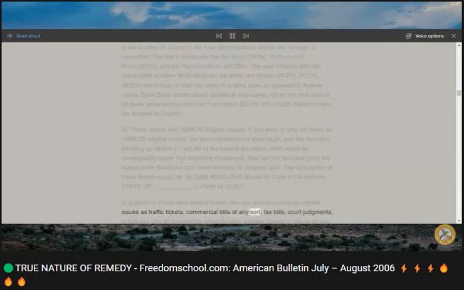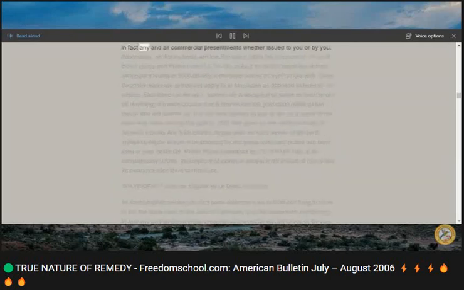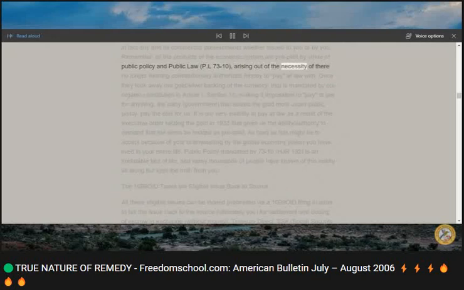In addition to these case-related bonds, one can also include such eligible issues as traffic tickets, commercial bills of any sort, tax bills, court judgments, in fact any and all commercial presentments, whether issued to you or by you. Remember, all the products of the economic system are prepaid by virtue of public policy and public law, P.L. 73-10, arising out of the necessity of their no longer existing constitutionally authorized money to pay at law with. Once they took away our gold/silver backing of the currency, that is mandated by our organic constitution in Article 1, Section 10, making it impossible to pay at law for anything, the party, government, that seized the gold must, under public policy, pay the bills for us.